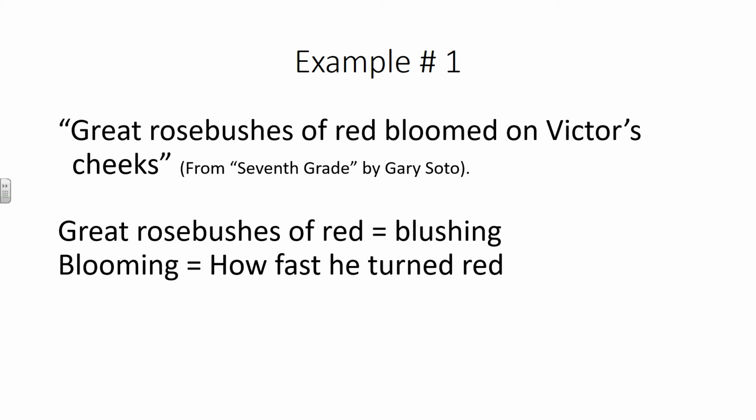So the blushing, that's one object, is being described by the words and phrases of the other object, which is blooming. That's how metaphors work. And when you think about it this way, there's really an idea that the one object, which is the blushing, is being turned into flowers. Of course, it's not literal because this is figurative language.